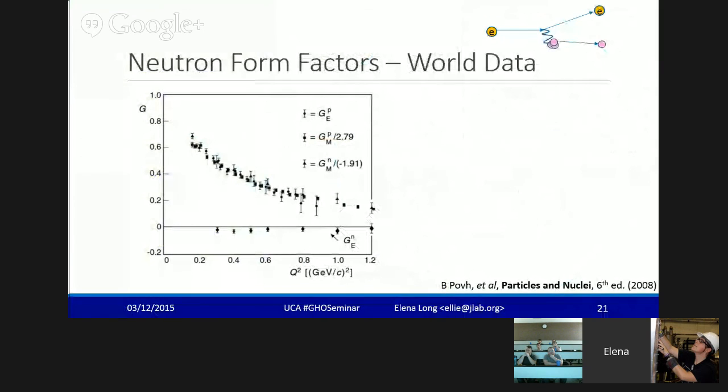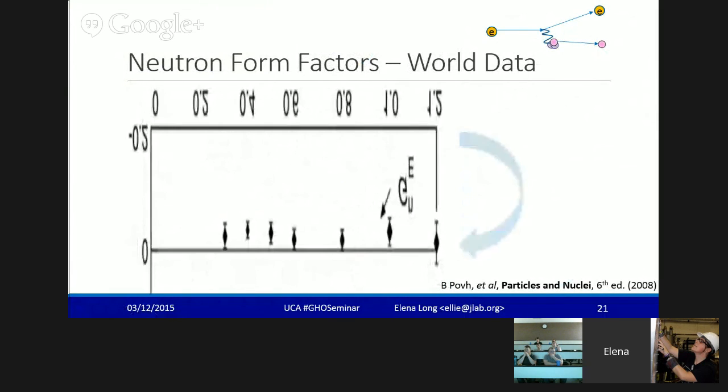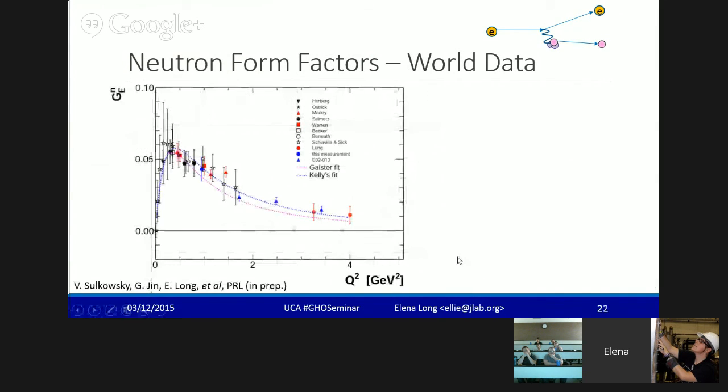So let's go back to this picture of the neutron, and look again at the electric form factor of the neutron. Let's first zoom in on it, make that bigger, and then flip it upside down. The reason I do that is because this is the convention we have nowadays for showing the data. So you see this bump and then kind of dying off.